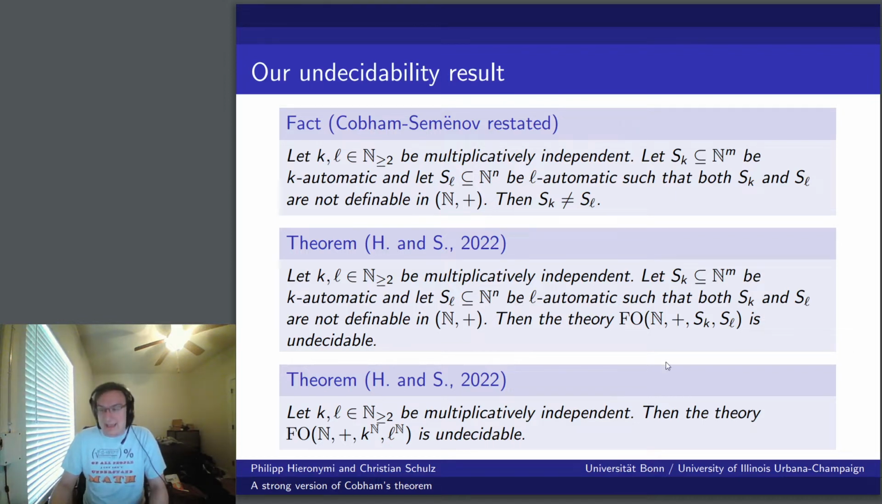What we are saying is not only are these sets not the same, but they are sort of fundamentally incompatible in a sense that leads to undecidability if we adjoin both of them to the signature of our first-order theory. And as mentioned, due to Bès's result, it suffices to consider the case of k to the n and L to the n, so that's what the rest of this paper and talk focus on.